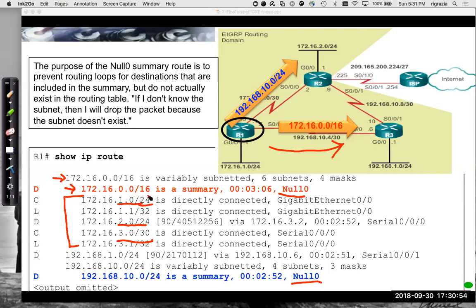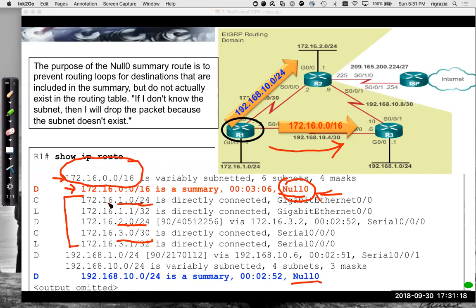If I have this entire 172.16.0.0/16, any subnets that belong to this network would belong to me. And so if I get a packet for something other than something specific in my routing table, I'm going to drop it because it doesn't exist. And dropping it means I send it to null zero. Okay, this will make sense.